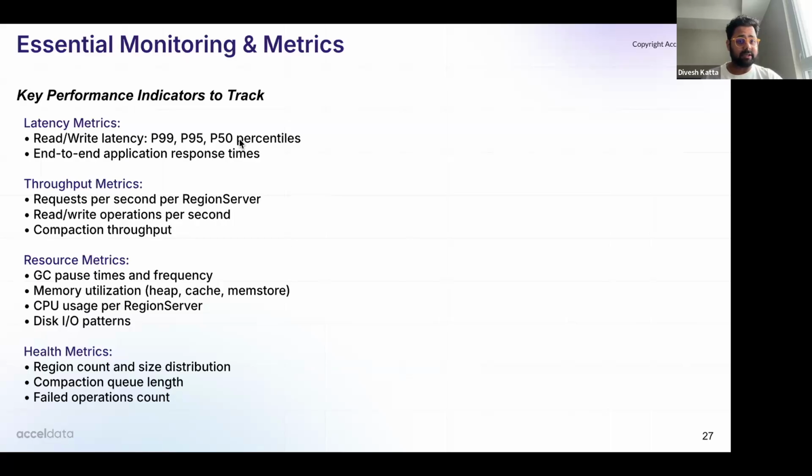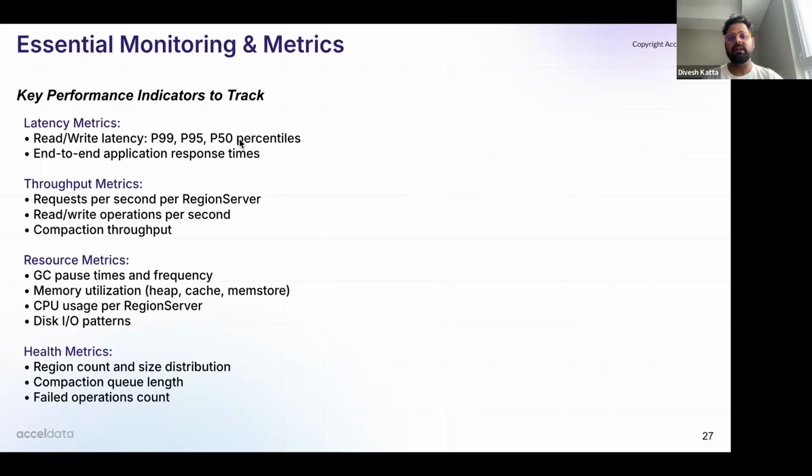Throughput metrics help you understand the capacity and the growth trends. Monitor these over time to understand how your workload is evolving, and when you might need to scale. Resource metrics tell you about system health and help you identify the bottleneck. GC pause time directly impacts the user experience. Memory utilization helps you tune the allocation, and CPU usage patterns can reveal hotspotting and inefficient queries.